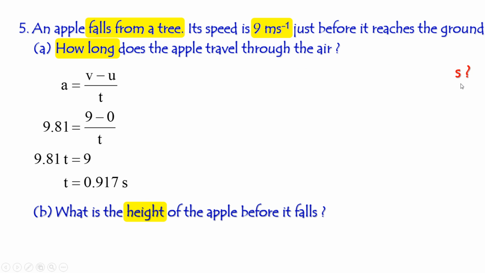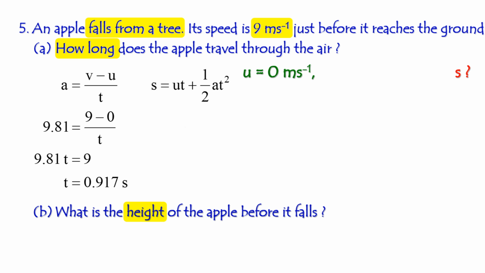Okay, the height, that means the distance traveled by the apple, or the height of the apple before it falls. You have to find out the value of s. So which equation can help you to find out the value of s? Right, the third equation. s equals ut plus half at squared. And I want to ask you, do you know the value of u? Yeah, it is equal to 0.